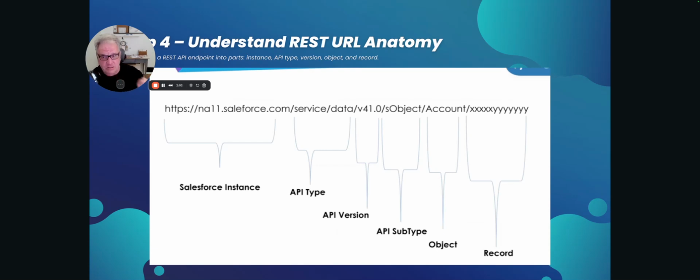What API subtype? An sObject. What object does it work on within Salesforce? It works on the account object. And then the last part is the record. Once you get this, it becomes clearer to troubleshoot and code.